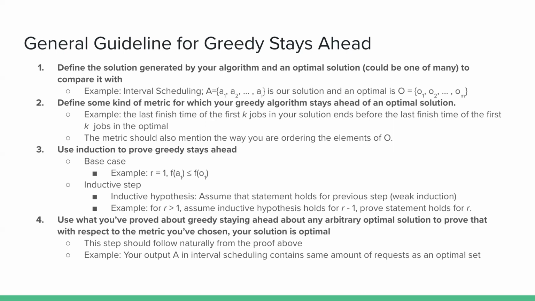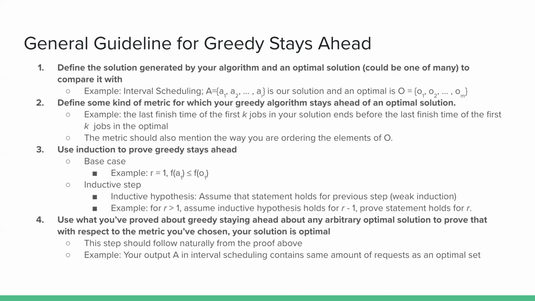I don't think we go into depth on examples because this has been gone over in the textbook. If you want more, the entire proof for this one is in the textbook. But that's how we use induction to prove greedy stays ahead: proving that it works for at least k minus 1, and then proving that that implies it works for k.